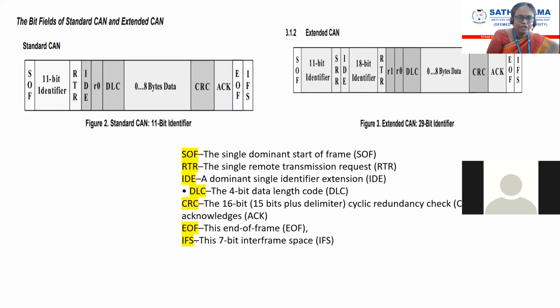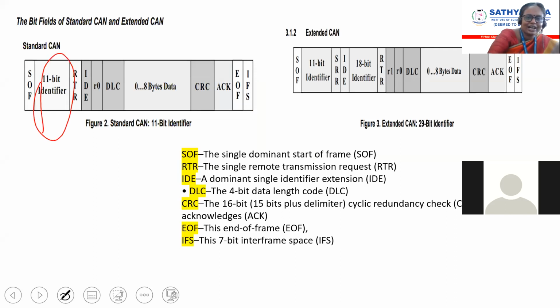Please go through this diagram. We have a standard CAN as well as an extended CAN message frame. Both message frames are similar, but only one thing is different here. Here I'm having an 11-bit identifier and here I'm having a 29-bit identifier. While developing, first they developed only the 11-bit identifier, and finally they moved on to 29-bit. The remaining are all the same.